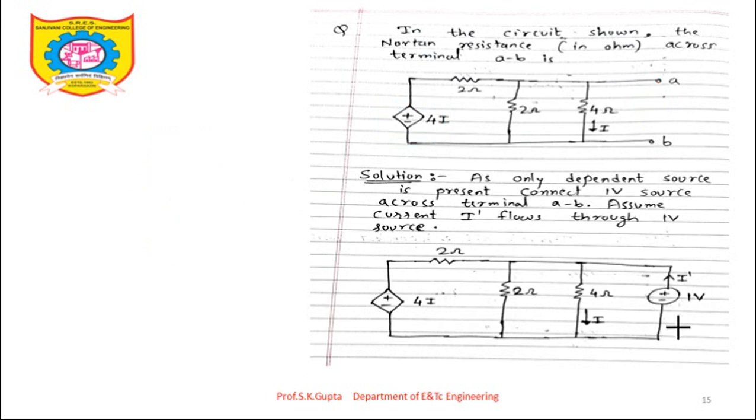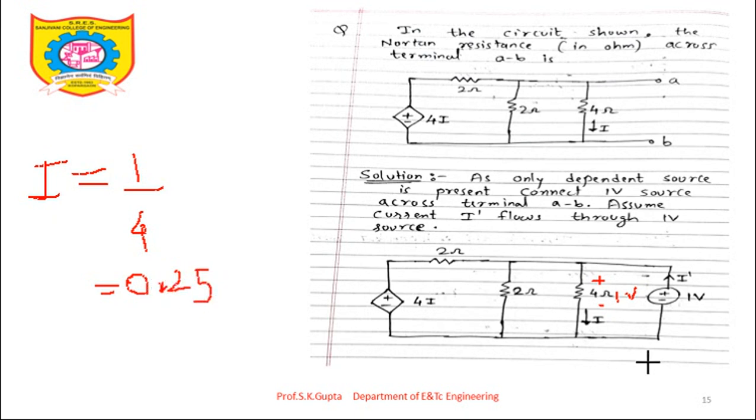So I have connected a 1 volt source here. This 4 ohm and the 1 volt source are in parallel, so here also the voltage will be 1 volt. Then what will be this I current? According to Ohm's law, V equals IR, so I equals V by R. So 1 upon 4, that means 0.25 ampere. As you can see the polarity, you should always look at the polarity. Current is entering plus to minus, that means it is with correct polarity. Current always enters with plus to minus polarity. So the I value is 0.25 ampere.